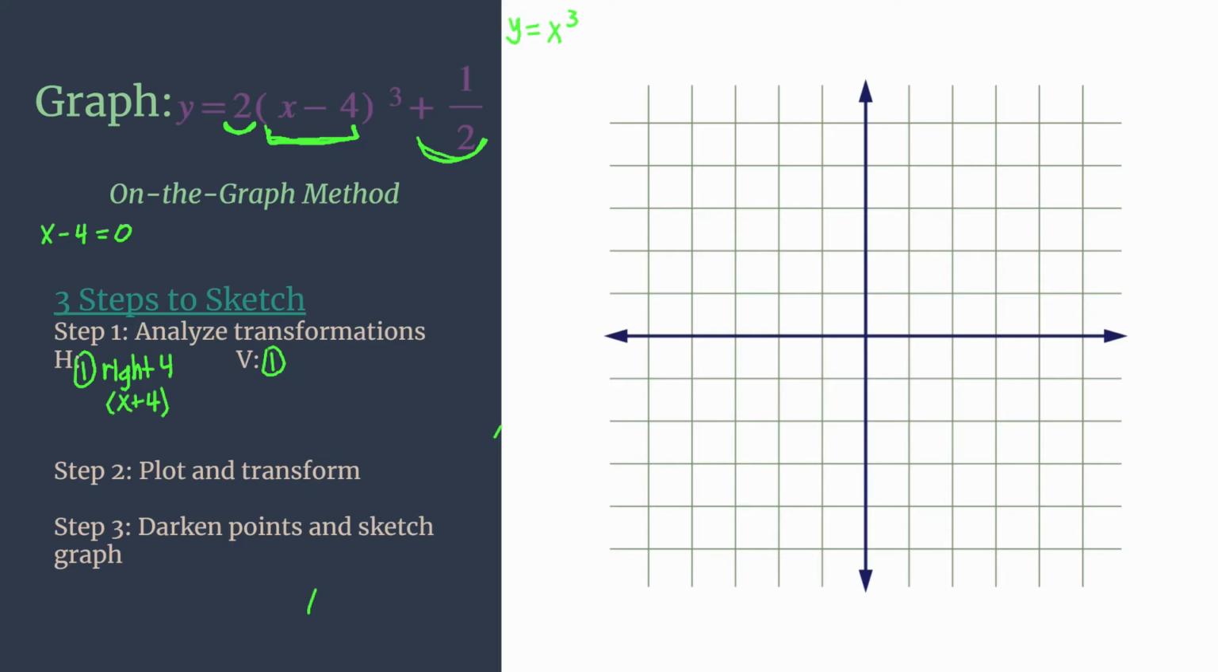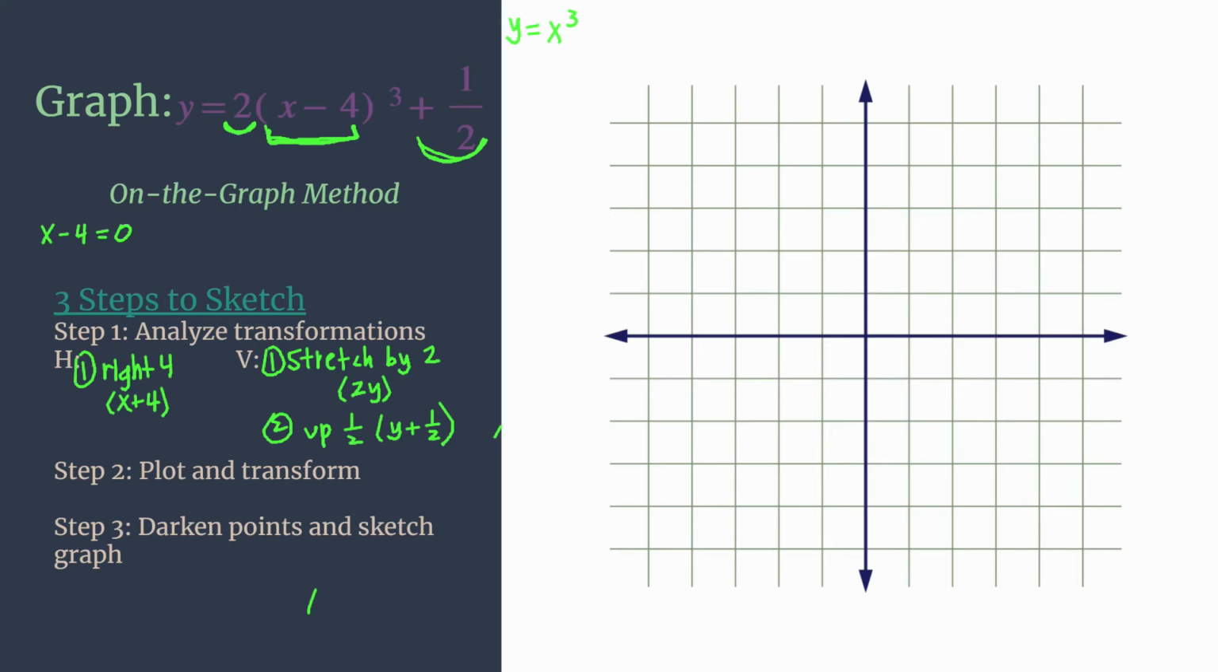Okay, so multiplication comes before addition, which means we'll do the stretch first. So stretch by a factor of 2, or just multiply your y's times 2. And then second, you'll shift everything up 1/2 of a unit, or your y's plus 1/2.